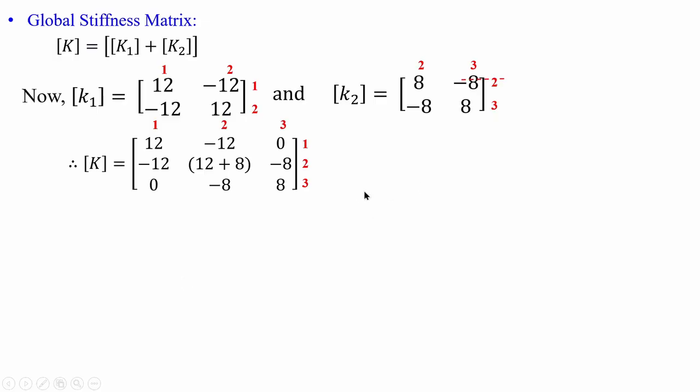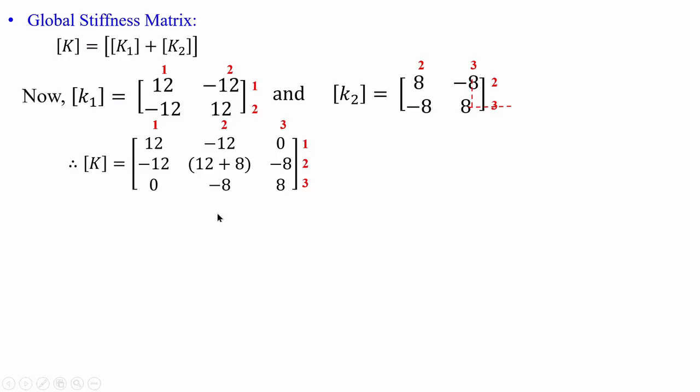Similarly, we can write for row number 3. For row number 3, we have to look for column number 1 and row number 3. We do not have row number 3 there, so we have the element 0. Now the second element will be column number 2 and row number 3. Here you can see column number 2 and row number 3 we have minus 8. Therefore, the second element of row number 3 of the global stiffness matrix will be minus 8.